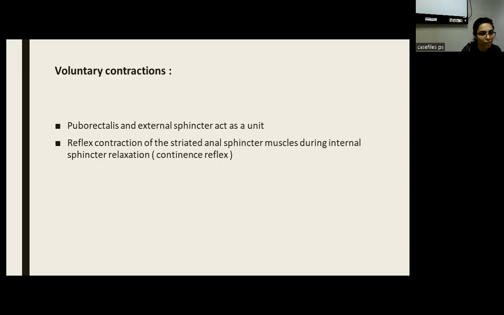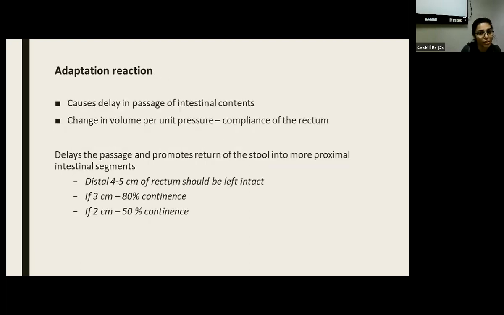Then the voluntary contraction occurs by the puborectalis, and the puborectalis and external sphincter act as a unit, and the reflex contraction of the striated anal sphincter muscles during internal sphincter relaxation is known as the continence reflex. Then the adaptation reaction, which causes delay in passage of the intestinal content and change in volume per unit pressure, which is the compliance of the rectum. This delays the passage and promotes return of the stool into more proximal intestinal segments.